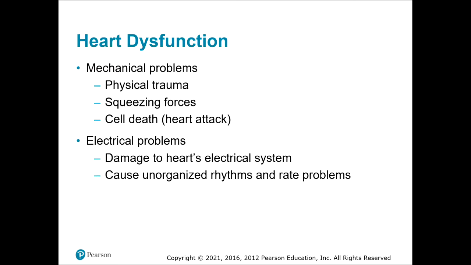So any damage to any of those areas can result in electrical problems, and that can result in abnormal cardiac function. An example of this, common in the population, is atrial fibrillation. You guys have heard of it? It's quite common in the older population, and that's part of our electrical system.